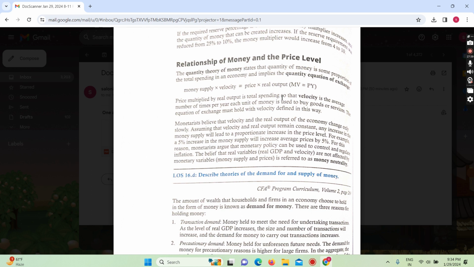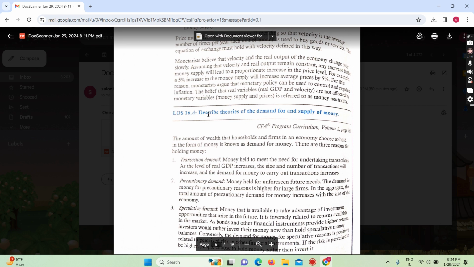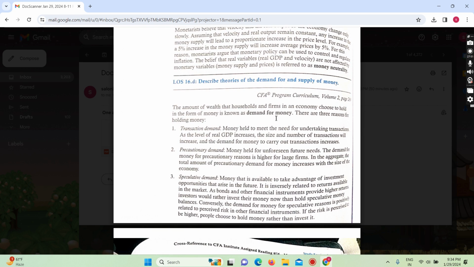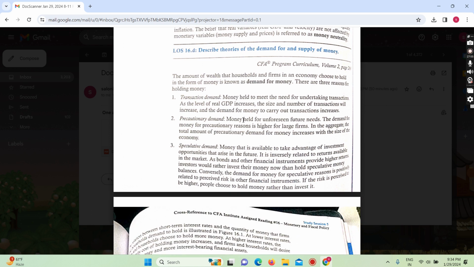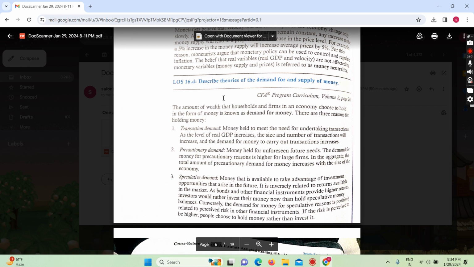There are three reasons for holding money: the transaction purpose, the precautionary purpose, and the speculative purpose. These are topics that we have already studied in our 11th or 12th standard, or at the foundation level of any other course. So these topics are repetitive.